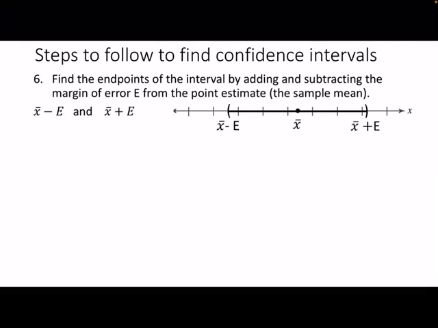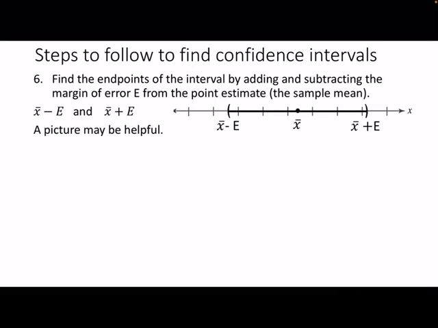Okay, then you're going to find your endpoints. So actually I'm going to get to the picture here. We know that the point estimate is our sample mean, and then we just calculated the margin of error. So to get the right-hand endpoint, we'd add the margin of error to our sample mean, and then to get the left-hand endpoint, we subtract the margin of error. That's our interval. We're predicting that our population mean is between here and here.